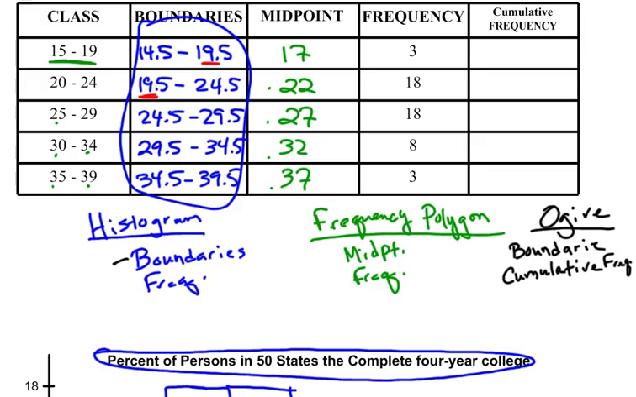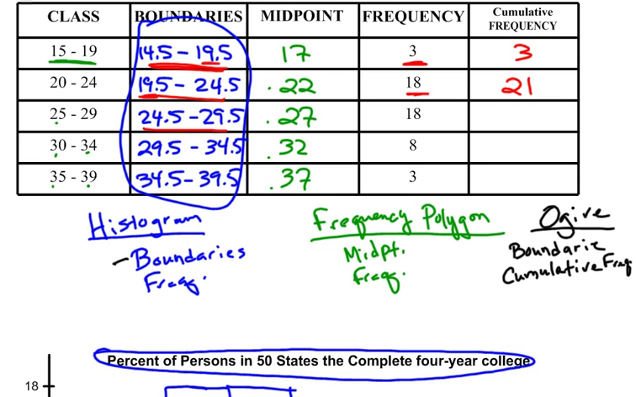So if we start with this first class at 14.5, we don't have any values there, but by the time I get from 14.5 to 19.5 through this whole section, I have encountered a frequency of 3. Then I would go up to 24.5, and by the time I get to 24.5, I've encountered these 3 and another 18 more. So we have a cumulative frequency of 21.